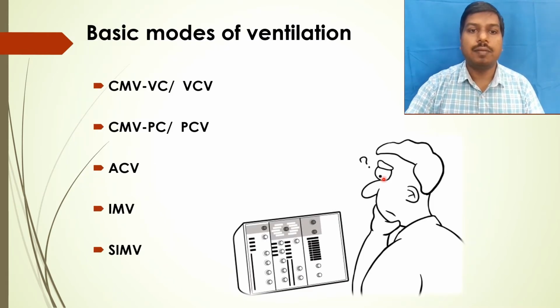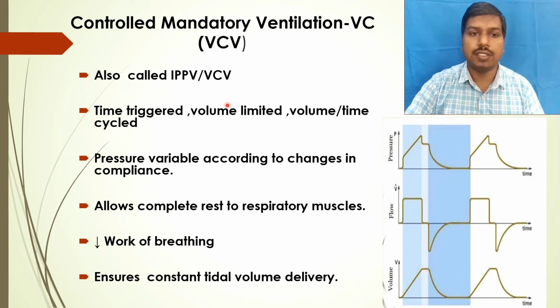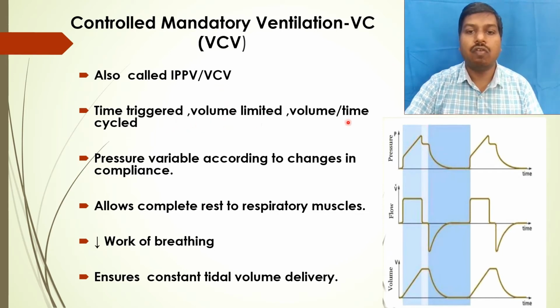So coming to the basic modes of ventilation, it can be controlled or continuous mandatory ventilation, either volume control or pressure control, assist control ventilation, intermittent mandatory ventilation, and synchronized intermittent mandatory ventilation. Controlled mandatory ventilation is also called intermittent positive pressure ventilation or volume controlled ventilation. It is time triggered, volume limited, and volume or time cycled.